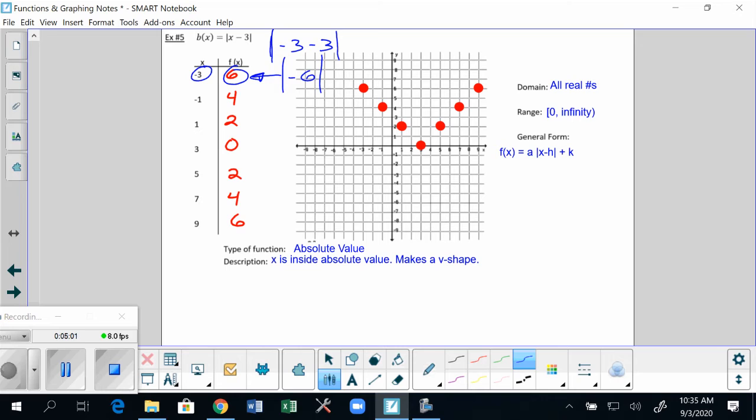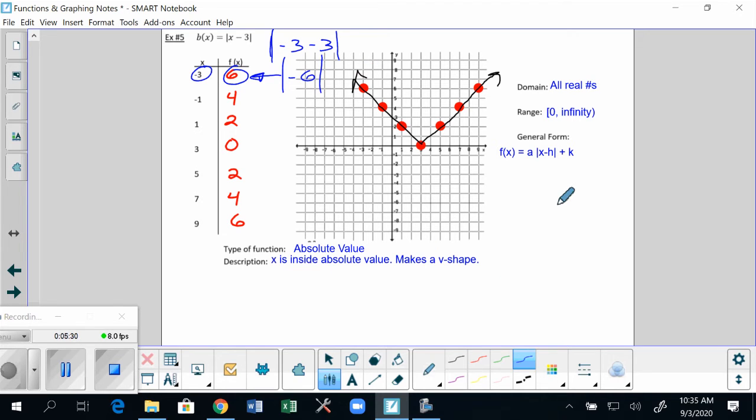And so that's why these outputs are all positive. Now, what does that cause on a graph? It's going to make a V shape. It's going to make a graph where everything is above the x-axis. And so it makes this V shape. This is known as the absolute value function.